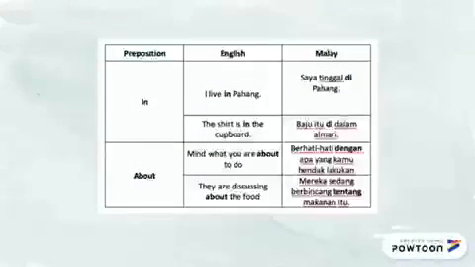Preposition. Take a look at preposition about. In English, mind what you are about to do means berhati-hati dengan apa yang kamu hendak lakukan in Malay. As you can see, the prepositions used in English have different meanings when translated and positioned in a Malay sentence.